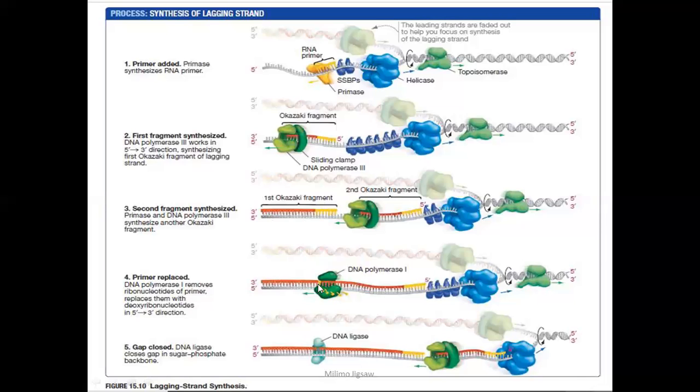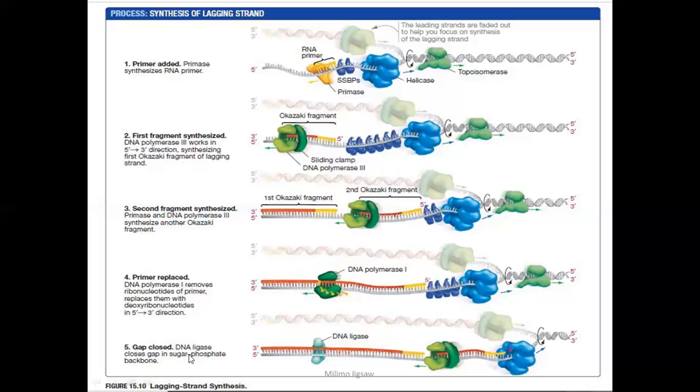Then remember we mentioned that DNA polymerase will start moving along the 5' to 3' direction, so from here moving in this direction. There it is going to remove the RNA primers and then replace those with deoxyribonucleotides. And then remember, after that we have DNA ligase.